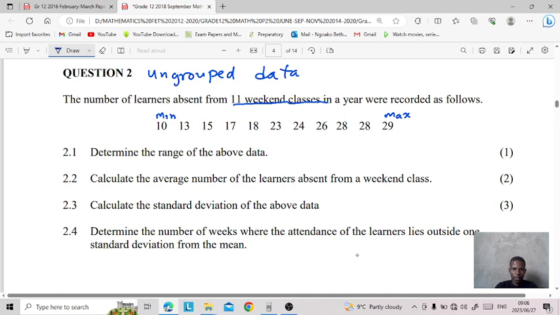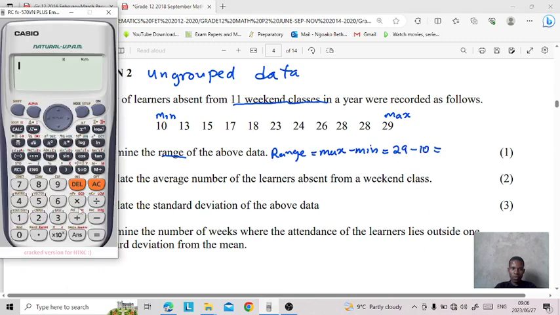So our maximum here is 29 minus the minimum, 10. So using our calculator, let's get the range. We say 29 minus 10, then we get 19 as our range.